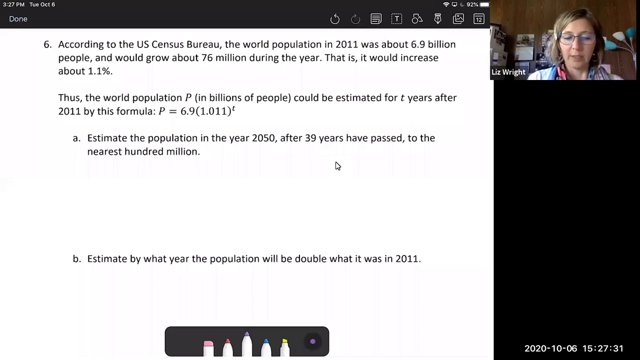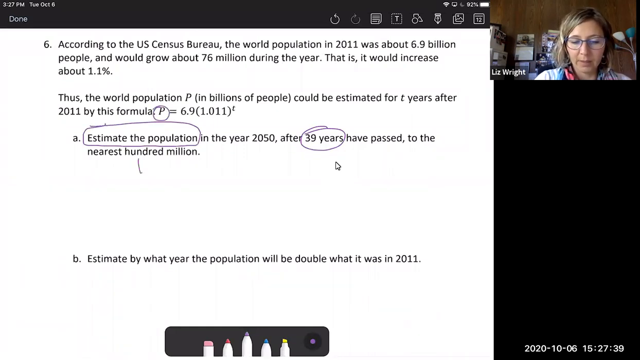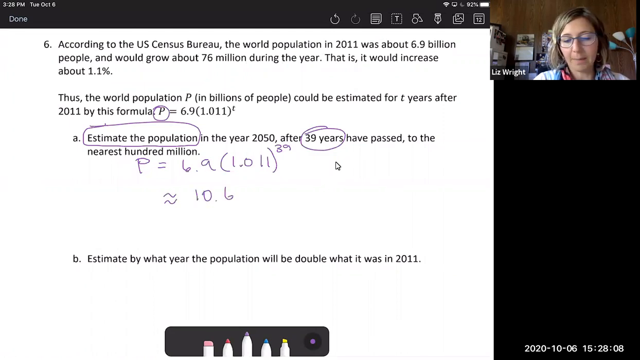To the nearest 100 million. So they give us this time of 39. It says estimate the population, so this time we're just looking for P. P is going to equal 6.9 times 1.011, and we're raising it to the 39th power. So put that in your calculator. 1.011 to the 39th, hit enter or equals, then multiply that by 6.9, and you should be getting 10.6 billion, because that's what our formula gives us.